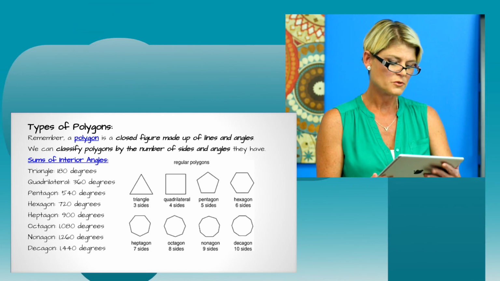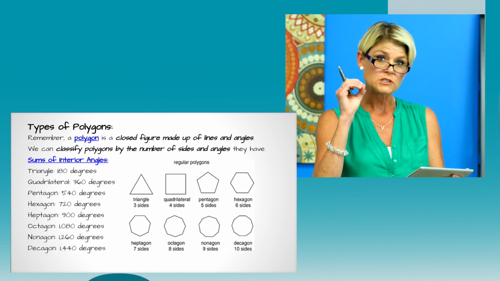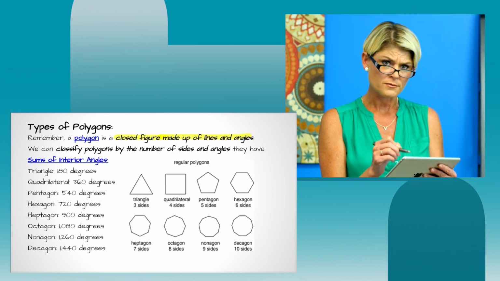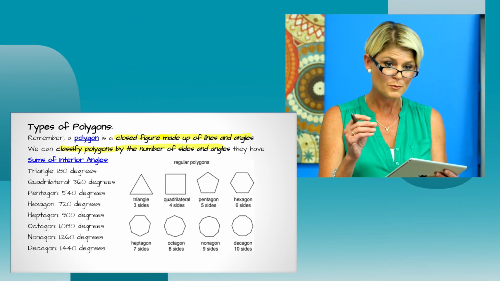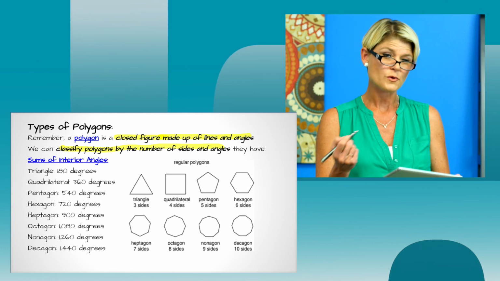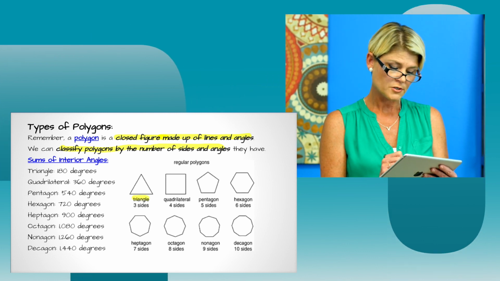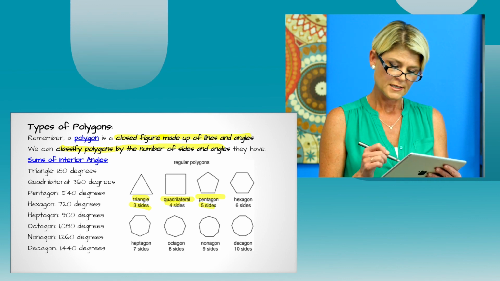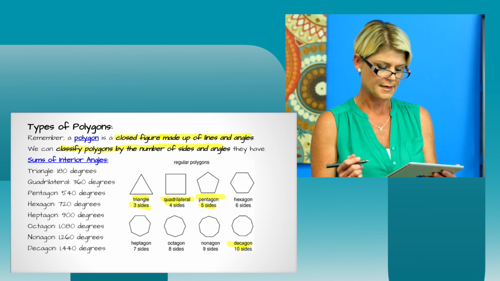All right, so let's also look at some types of polygons. So remember, a polygon is a closed figure, and I'll highlight this because it's important to remember, made up of lines and angles. And we can classify polygons by the number of sides and angles they have. Here are some of the regular polygons that you'll see on an ongoing basis pretty regularly. Triangle, 3 sides, quadrilateral, 4 sides, pentagon, 5, and so on and so forth, all the way on up to a decagon, which has 10 sides.